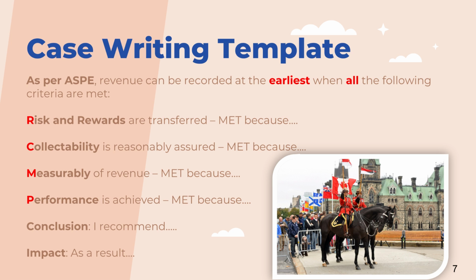Other than knowing that revenue can be recognized at the earliest of when all of the following criteria are met, you want to also conclude with a strong statement saying, I recommend blank. In addition, you want to talk about the impact. So how does it increase or decrease revenue?